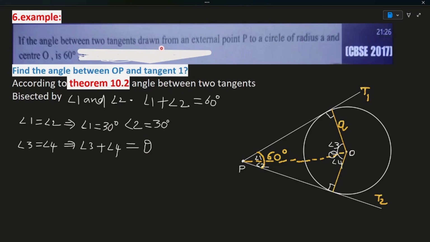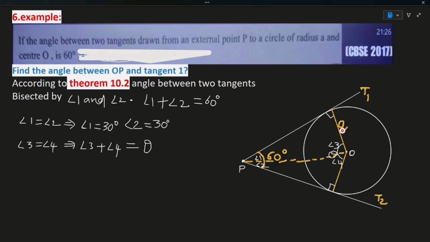So from the given data, I have to make the rough figure. This is the external point P. This is the circle I made. This is one tangent. This is another tangent. From the given figure, the angle between two tangents is 60 degrees. See here, the angle between these tangents is 60 degrees. The radius is A from the given data. So this is the radius, so I can make it A.